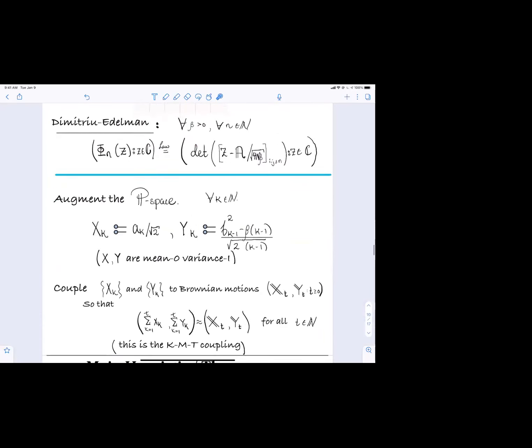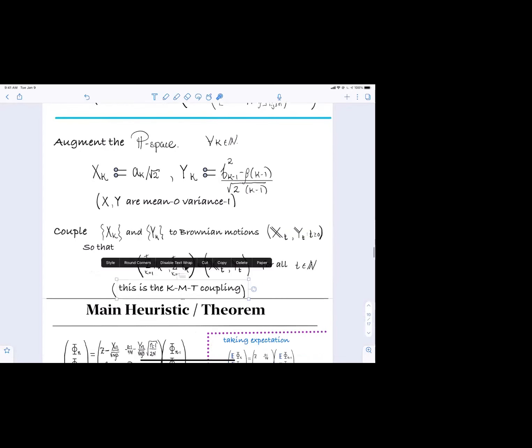Now, if you want to show convergence to stochastic Airy, what we do is you can embed this matrix into a Brownian motion in some sense. If you take the a's, that was the entry on the diagonal. It's a normally distributed variable. Those are easy to embed in Brownian motion. If you take the b's, the b's are the ones on the off diagonal. They were chi's. So you can recenter them and you can rescale them. And now you have mean 0, variance 1 random variables.